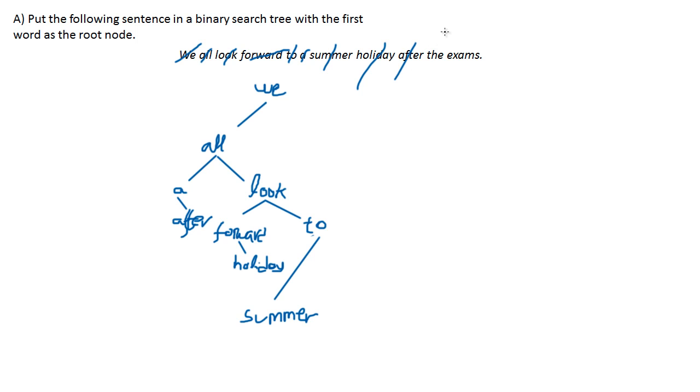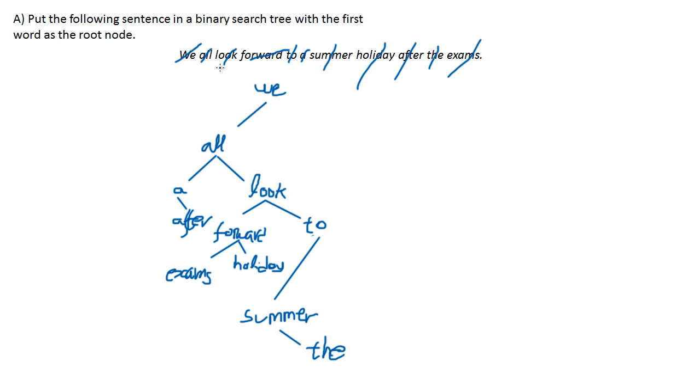Now "the" is less than "we", greater than "all", greater than "look", less than "to", but greater than "summer", so it goes to this side. And there's "the". Now we got "exams". "Exams" is less than "we", greater than "all", less than "look", and less than "forward", so we got a space here to put it. "Exams" is there. And this is the answer to this question.